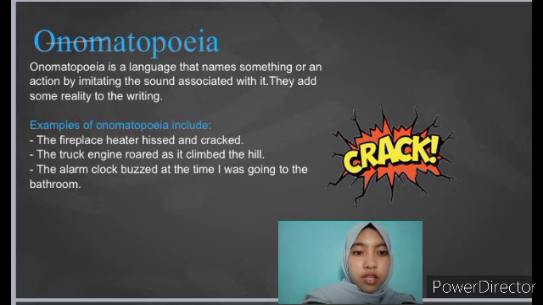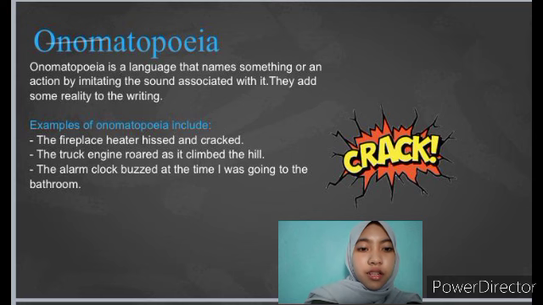Onomatopoeia is language that names something or an action by imitating the sound associated with it. They add some reality to the writing. Examples of onomatopoeia include: first, the fireplace heater hissed and cracked, and then the truck engine roared as it climbed the hill, and then the last one, the alarm clock buzzed at the time I was going to the bathroom.